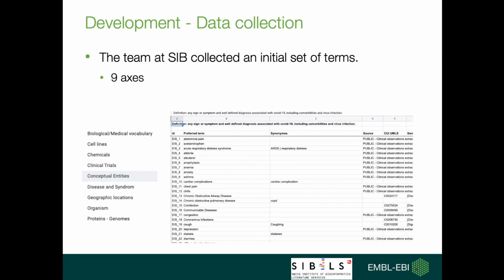An initial set of terms was collected by the Swiss Institute of Bioinformatics team containing internal IDs, synonyms, and more, all of which were required to aid in their curation. The terms were separated by axis type into 9 separate groups that contained specific vocabulary for groups such as cell lines, clinical trials, diseases, organisms, and more, all of which were pertaining to COVID-19 and needed to support the triage of COVID-19 literature.